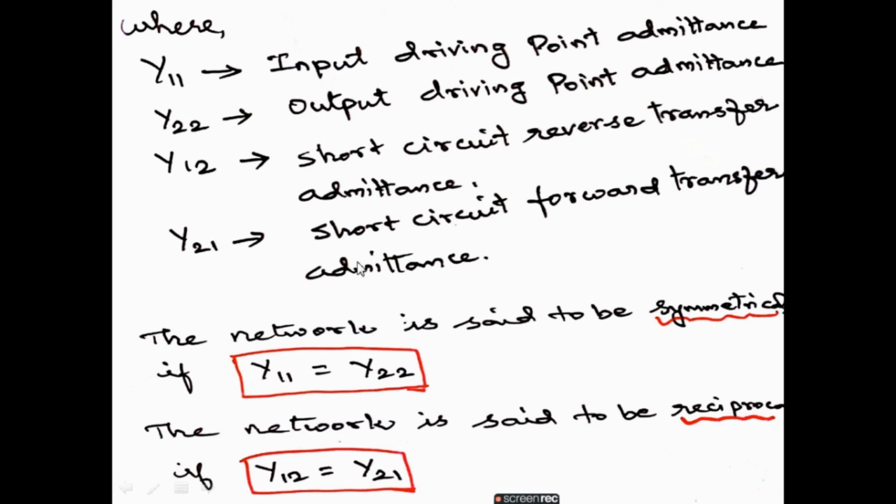A two-port network is said to be symmetrical in admittance parameters if Y11 is equal to Y22, that is, if the input driving point admittance is equal to the output driving point admittance. Similarly, if Y12 and Y21 are equal, that is, the transfer admittances are equal, then we say the network is reciprocal.